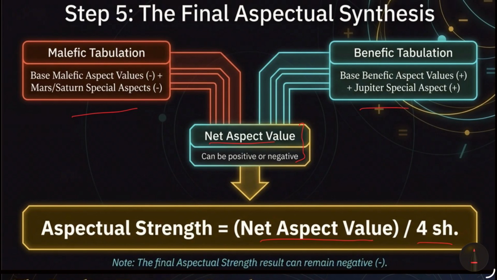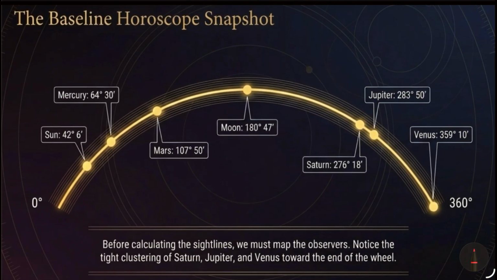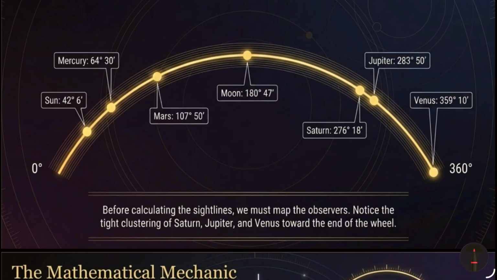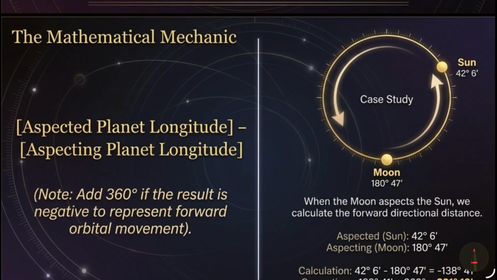This is the theory part, and let's do the calculation for the horoscope which we are using. So this is the horoscope where Sun is at 42.6, Mercury is 64.30, and so on and so forth. These are the longitude values of the horoscope. First, let's take an example between Sun and Moon. Who is aspecting whom? Sun is at 42.6 and Moon is at 180.47.